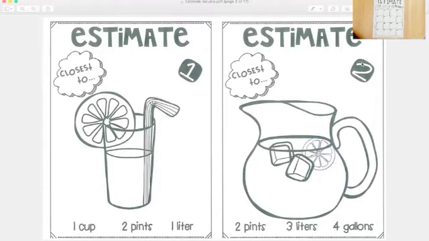This is number two. Is this pitcher of lemonade 2 pints, 3 liters, or 4 gallons? Go ahead and write that on number two. Now I'm going to just scroll through the rest of them. I'm not going to read them or talk them out. I'm just going to scroll, so you can pause if you need to.